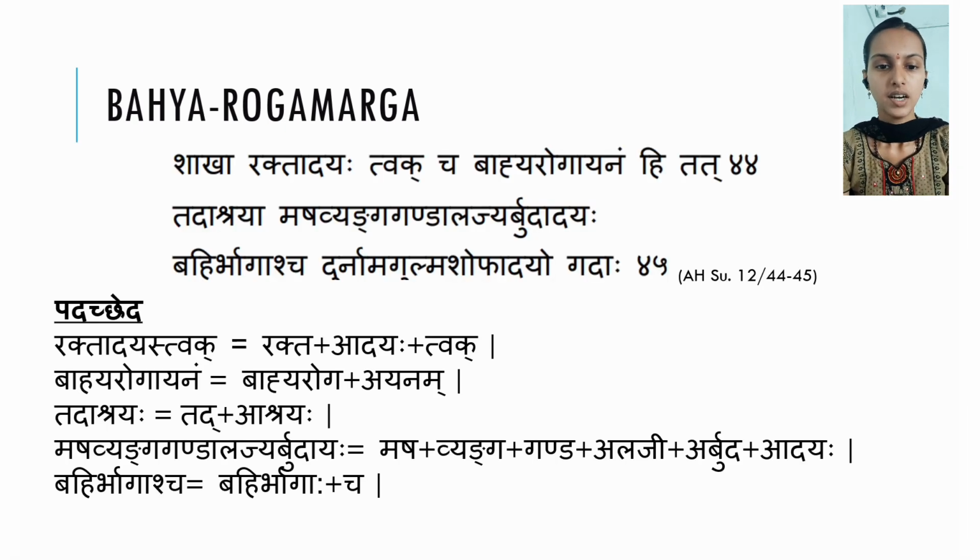Okay, so here we have the shloka. Let us start individually understanding the Roga Marga. First we have the Bahya Roga Marga, that is Shakha Rakta Deha Tvakcha Bahya Roga Yanam Hitat Tadashraya, and then you have Masha, Vyanga, Ganda, Alajja, Arbuda, etc. These are the Vyadhi. Each marga can be categorized into two: first is the sthana of that roga, and the other you see, that is Masha, Vyanga, etc., are the diseases which are manifested over here. So this is the Bahya Roga Marga.